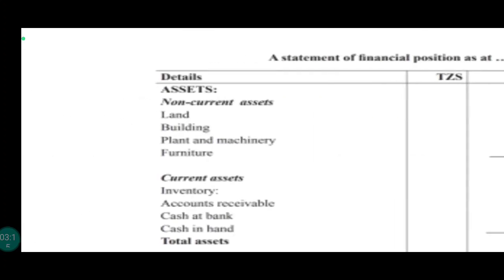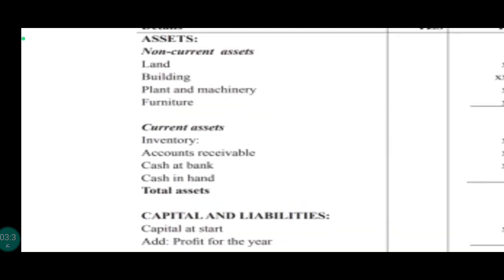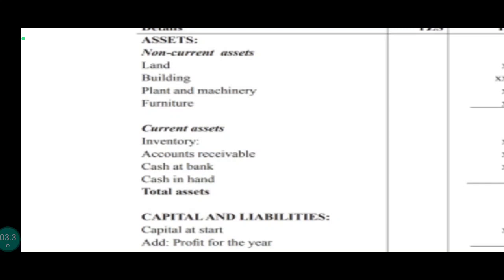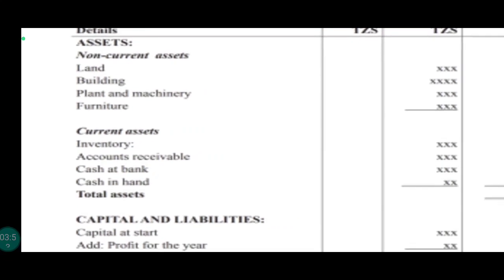A statement of financial position starts with assets. You can see on the screen assets, that is all non-current assets, or we call them fixed assets, which have a long life. They stay in a business for a long time, for example land, building, plant and machinery, furniture. Then there are current assets. These are assets which are likely to be converted into cash before the end of the current year, like inventory, accounts receivable, that is debtors, cash at bank, cash in hand. When we total both, we get total assets.